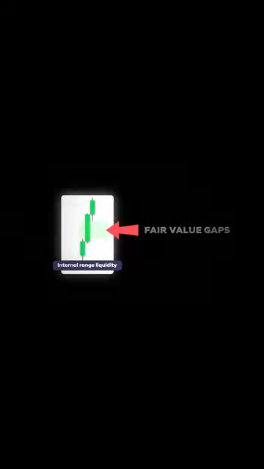Let's begin by defining two key concepts: internal and external range liquidity. Internal range liquidity refers to areas such as fair value gaps, while external range liquidity is found at swing highs or swing lows. How do these two concepts connect?